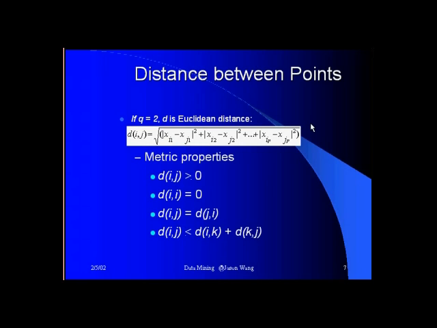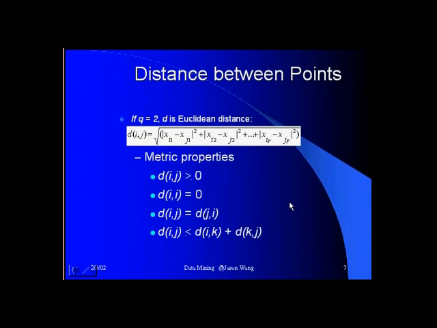The Euclidean distance is in fact a metric. What is a metric? A metric is a distance function that satisfies the following properties. For any 2 different points i and j, their distance must be greater than or equal to 0. And if they are the same thing, then the distance must be 0. The distance between point i and point i must be 0. The distance between i and j should always be the same as the distance between j and i. This property is known as the symmetric property. The distance from me to you is the same as the distance from you to me.